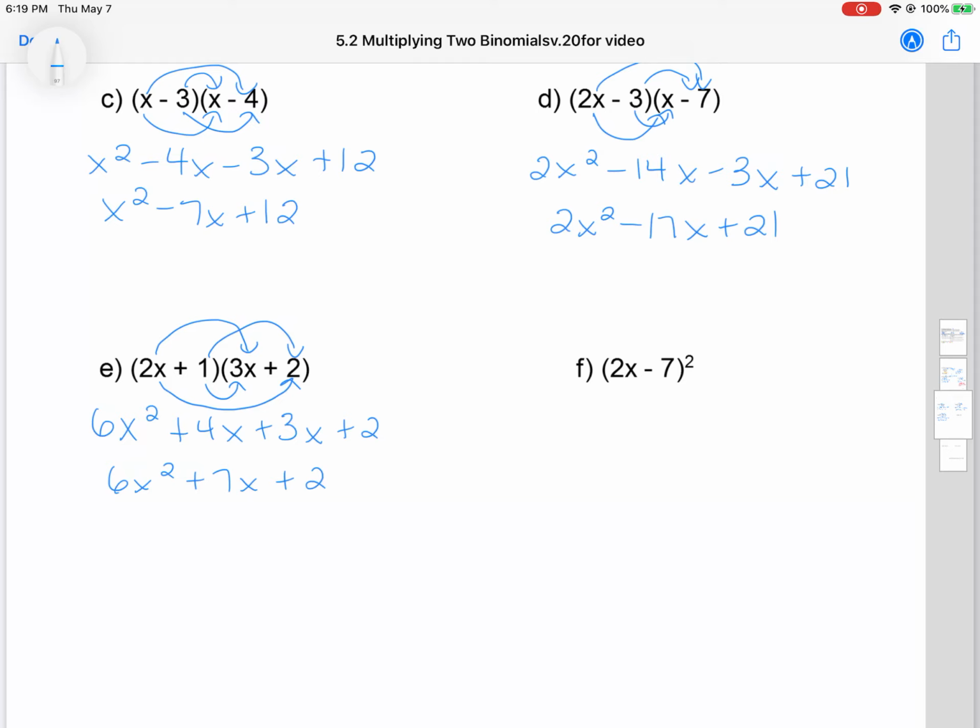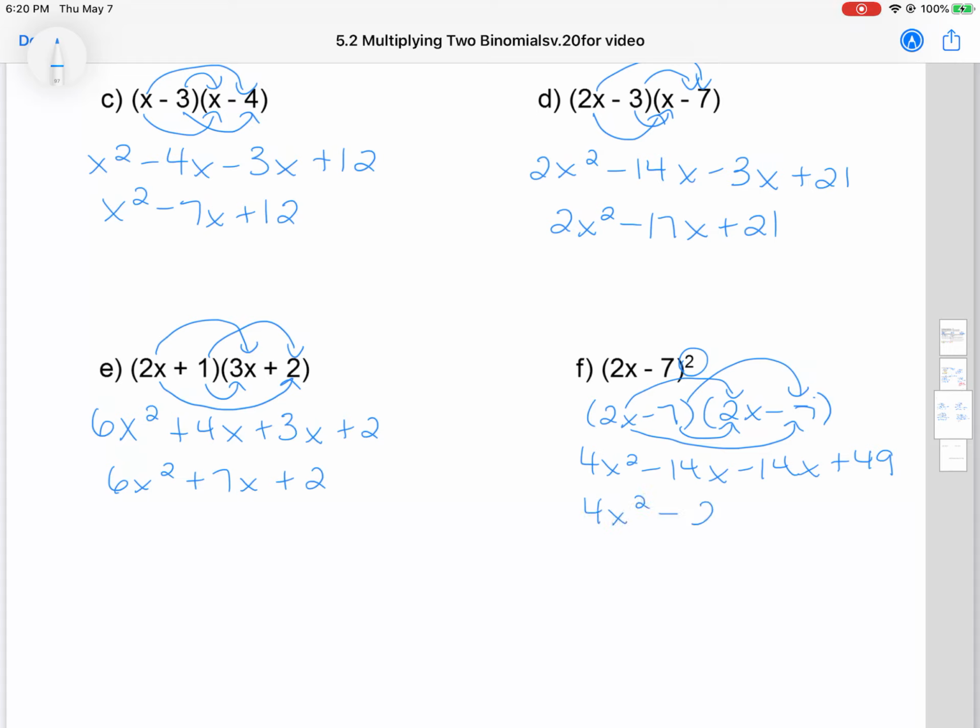Okay. F looks a little bit weird. Really what you should do is rewrite this. When it's squared, that means you're multiplying by itself. So it's really 2 brackets of the same thing. So I would just rewrite it and do the same thing. First, outside, inside, and last. Again, if you don't know what negative 14 minus 14 is, just do it in your calculator, okay? No harm, no foul.